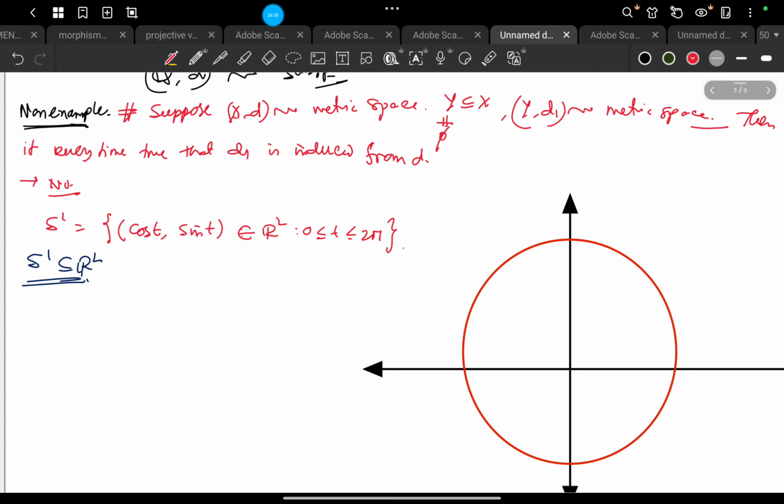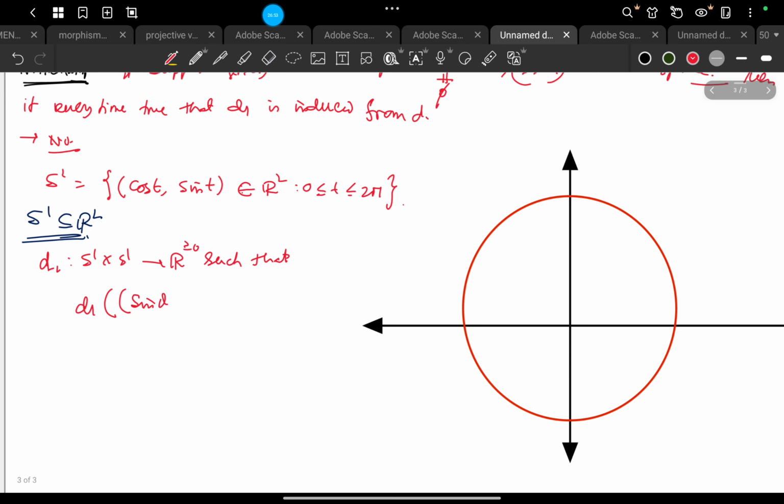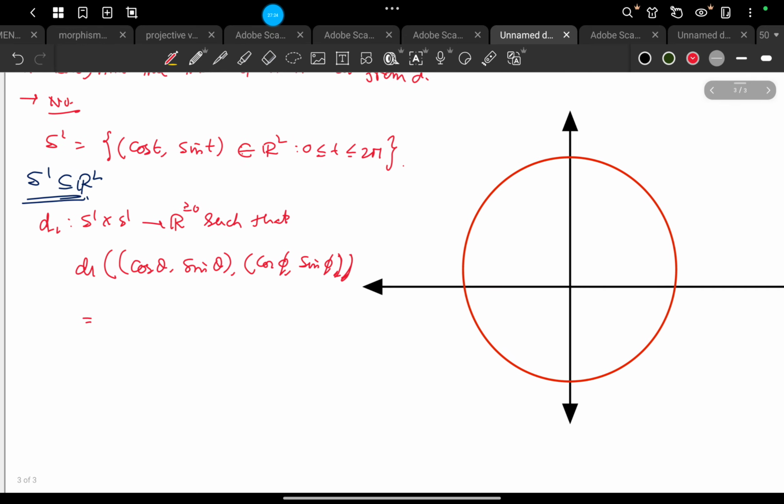If S1 is a subset of R2, we define a metric on S1 in the following way. Suppose d1 is defined from S1 cross S1 to R, such that d1 of any two points, let's say (cos theta, sin theta) and (cos phi, sin phi), is defined as the minimum of modulus of theta minus phi, or 2 pi minus modulus of theta minus phi.